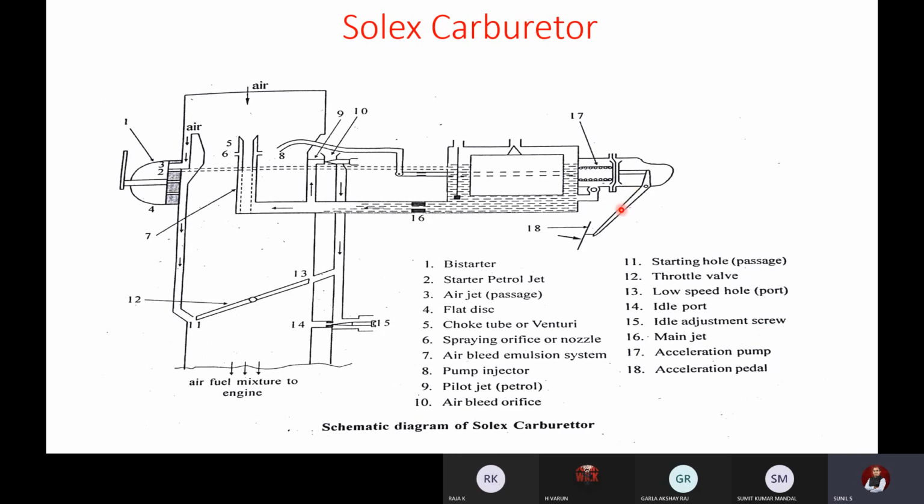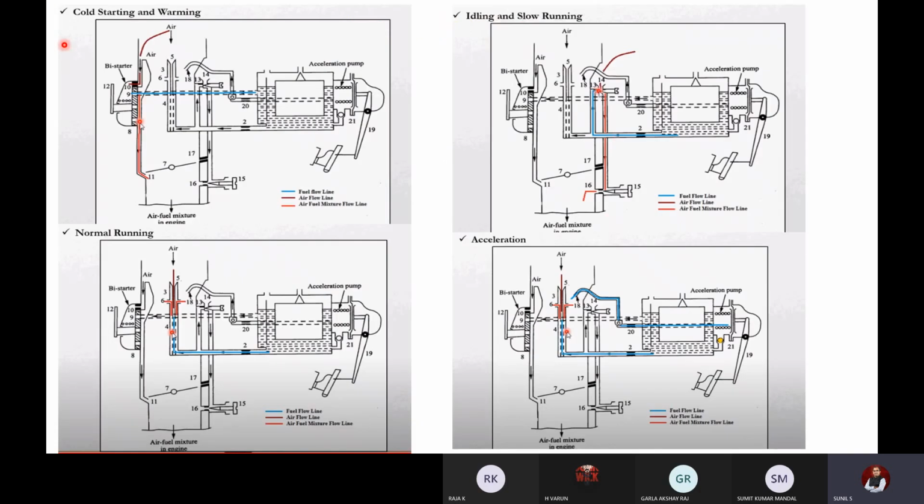Right. So we'll go ahead with the working. We will consider 4 working conditions. First is cold starting and warming condition. Second is the idling and slow running conditions. Third is the normal running conditions, that is we call it the cruising mode. And fourth is the power mode or acceleration conditions. So how this carburetor will work under the 4 different conditions.